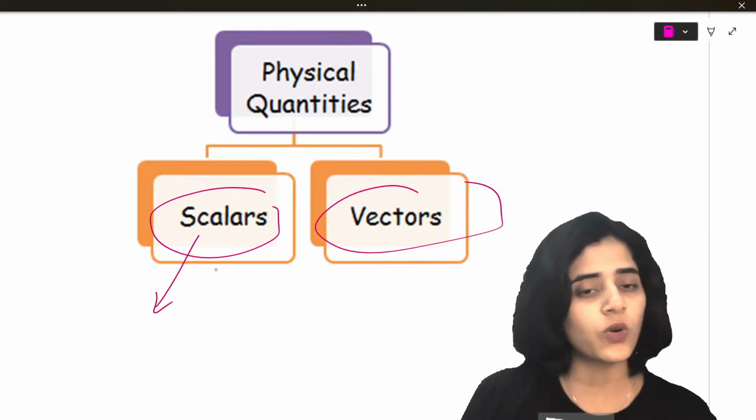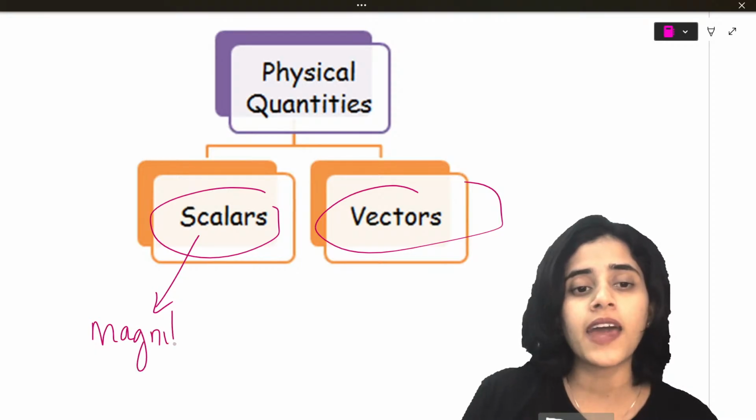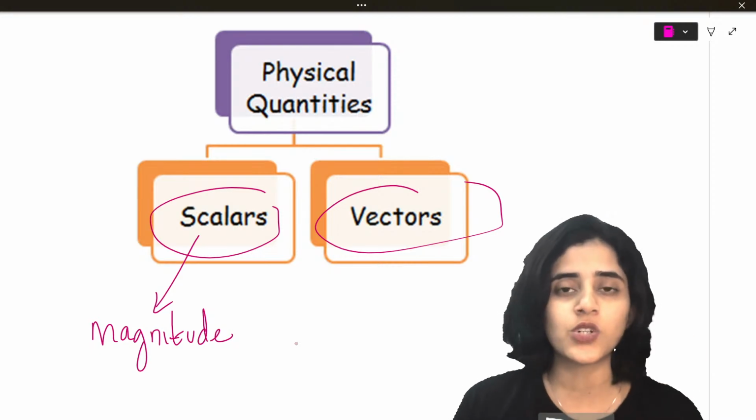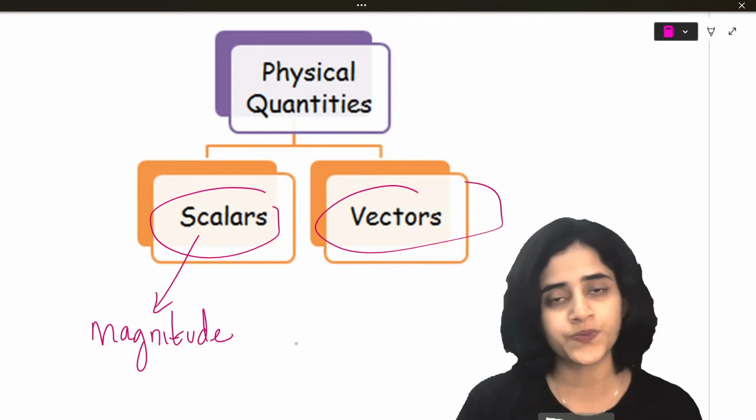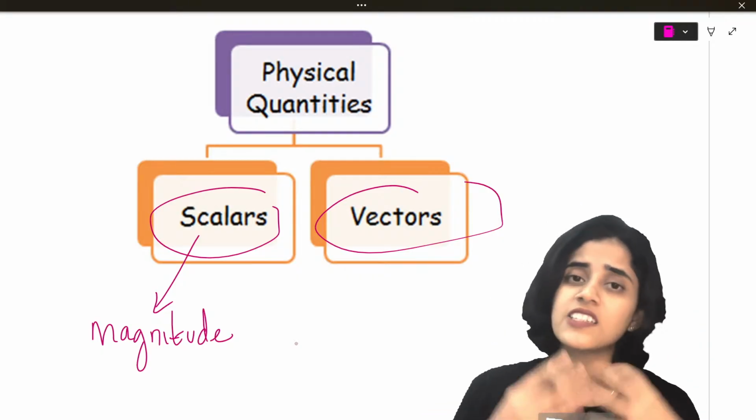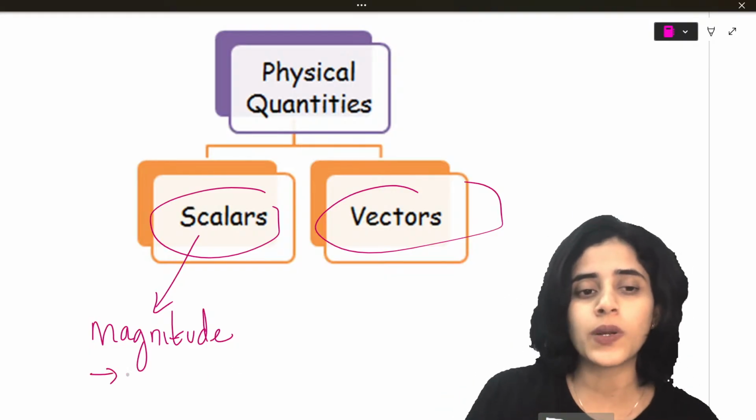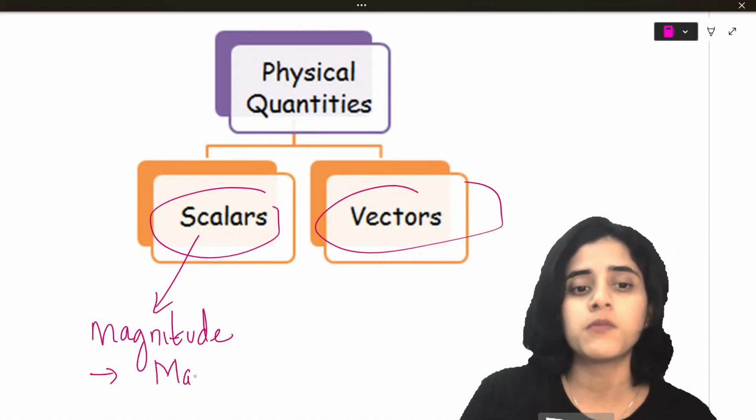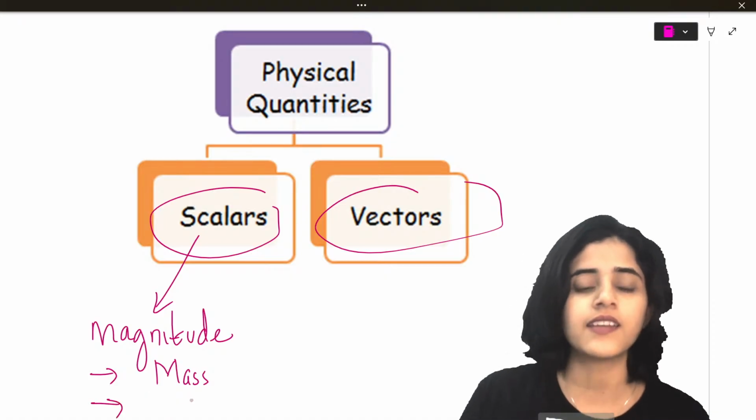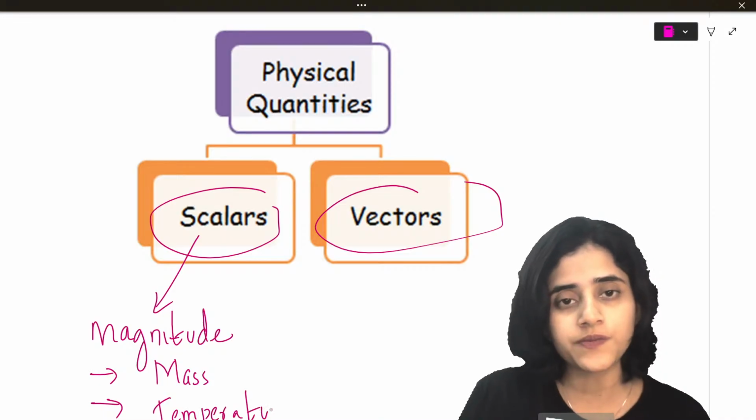Now, what are scalar quantities? Scalar quantities are quantities that have magnitude only. What is the meaning of the word magnitude? It means that it has a value. For example, I will say my weight is 50 kg. So that is the magnitude of my weight. So obviously, one example of a scalar quantity is mass.